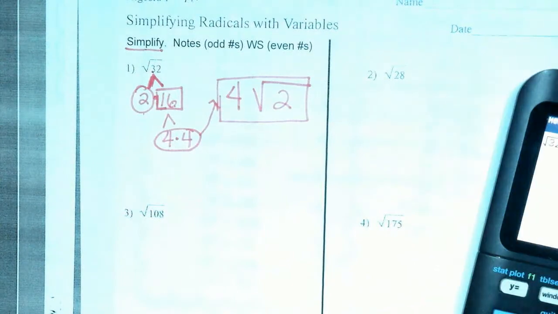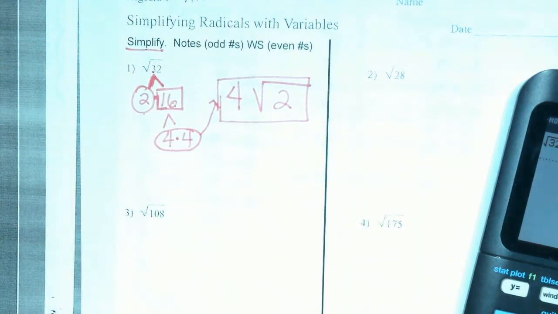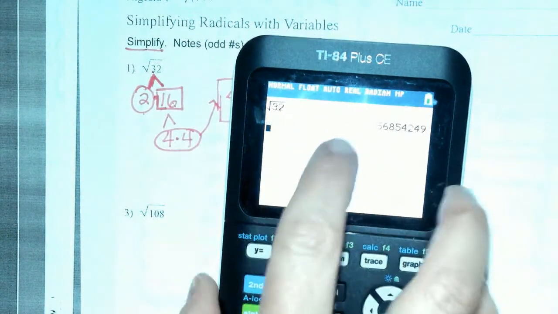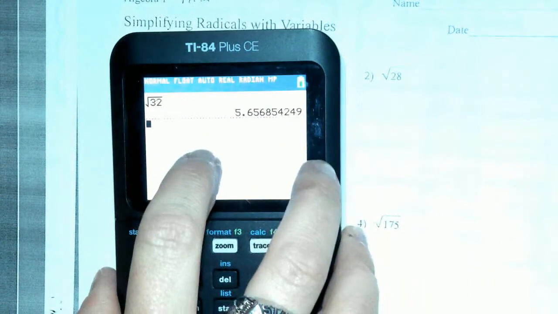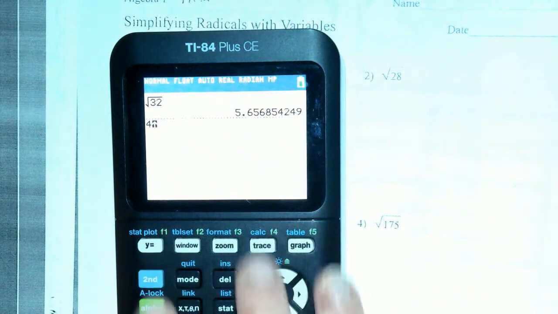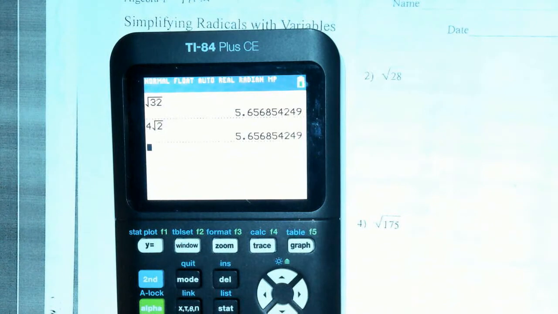So let me show you that the square root of 32 and 4 times the square root of 2 is the same. We already did square root of 32 on the calculator. Now watch, 4 times the square root of 2. Same answer. Okay?